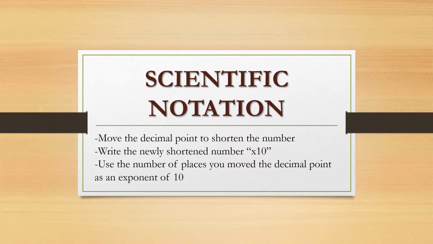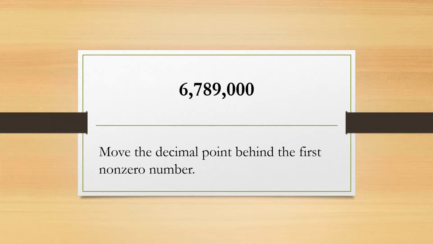When you write something in scientific notation from its standard form or long form, you just move the decimal point to shorten the number. You write the newly shortened number, dropping the zeros at the beginning or the end, and then write times 10 after it. Then you put an exponent on that times 10, and the exponent is however many places you moved the decimal point to shorten the number. So let me show you what I'm talking about.